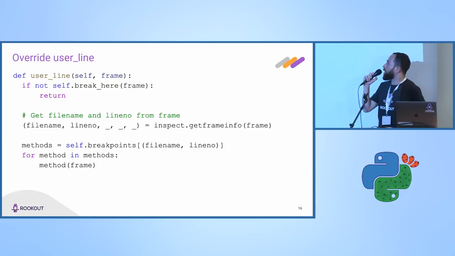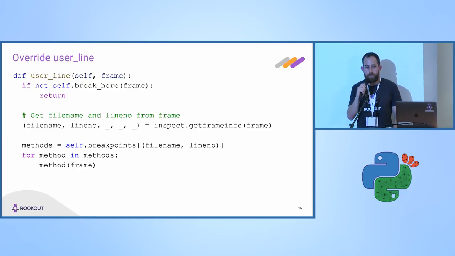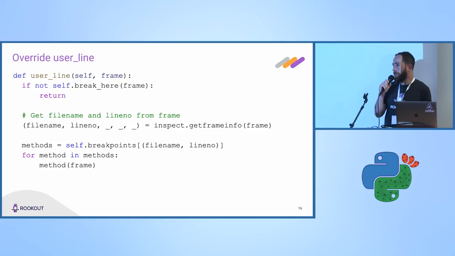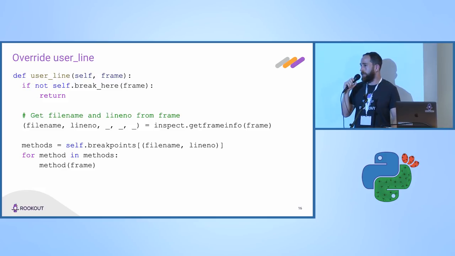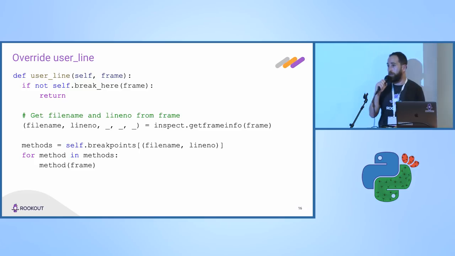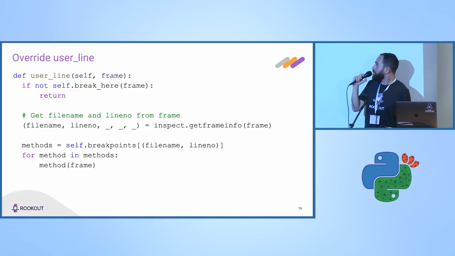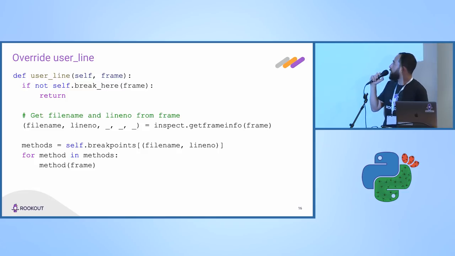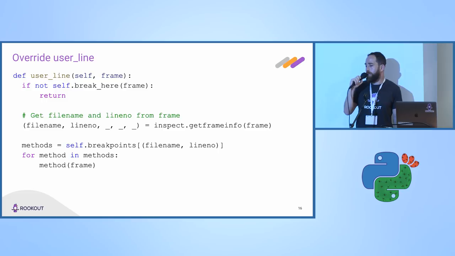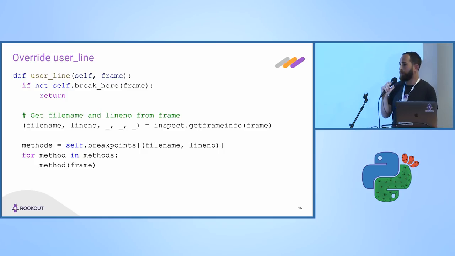Finally, we inherit user_line and override it. user_line is called by BDB whenever it wants to inform us that a line is about to be executed. It can happen for breakpoints, but it also happens for other events BDB cares about. We don't, so we start by making sure it's a breakpoint, and if not, we return. Then we get a file name and line number from the frame. We get the list of breakpoints we want to execute, and we execute them. That's a pretty straightforward way of building a Python debugger.